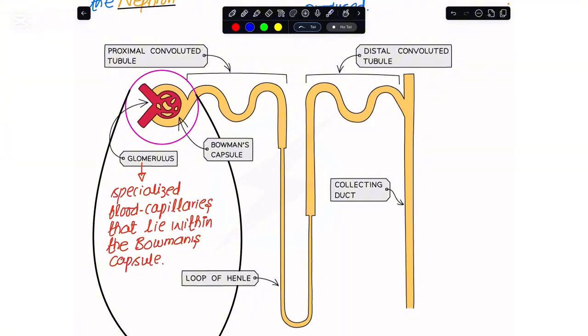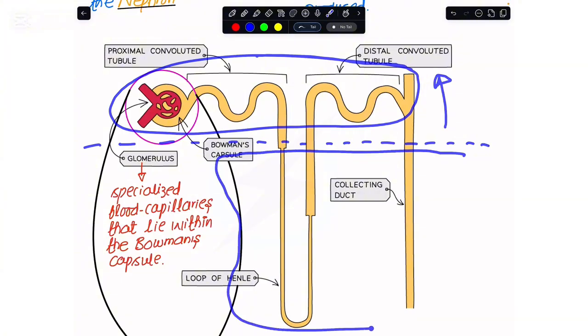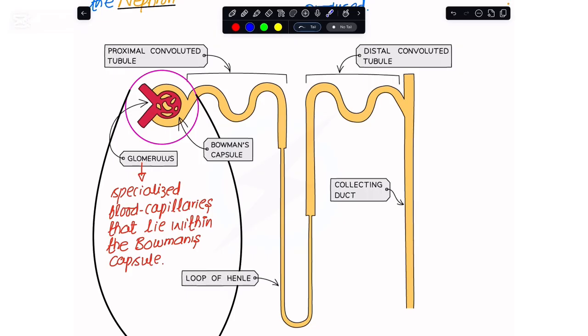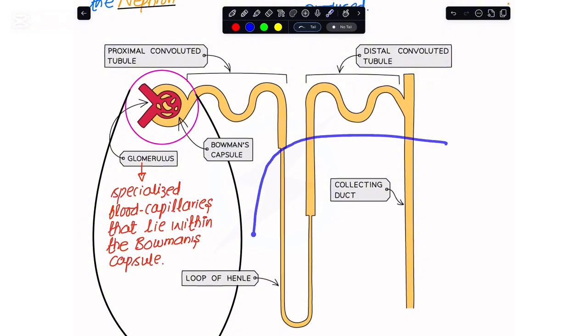Now a while ago I told you that the kidneys have two layers. On the outside we have the renal cortex, on the inside we have the renal medulla. Here I am making this demarcation with the dotted line. You see that this part lies within the renal cortex, the outer layer of the kidney, and this lower part that I am highlighting now lies within the inner side of the kidneys, which was the renal medulla. So some part of the nephron is in the renal cortex and some part is within the renal medulla.